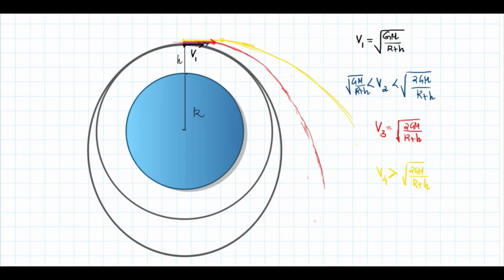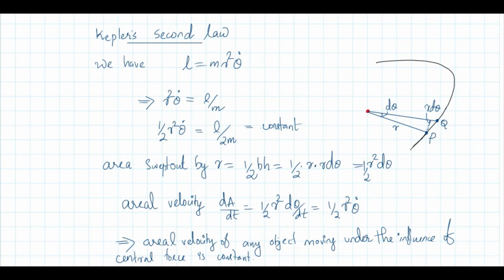This second one. If the velocity is exactly equal to the escape velocity, the square root of 2GM by R plus h, then the satellite will escape in a parabolic trajectory. And if the velocity is greater than the square root of 2GM by R plus h, it will escape in a hyperbolic trajectory.